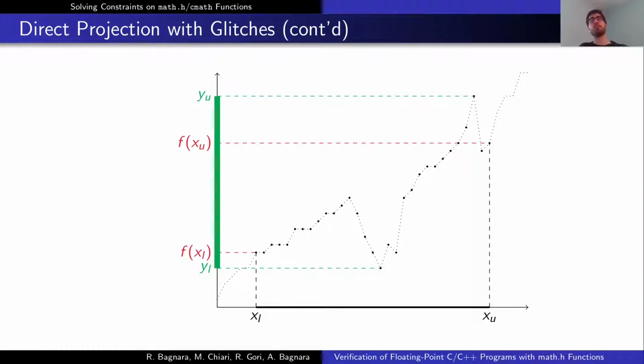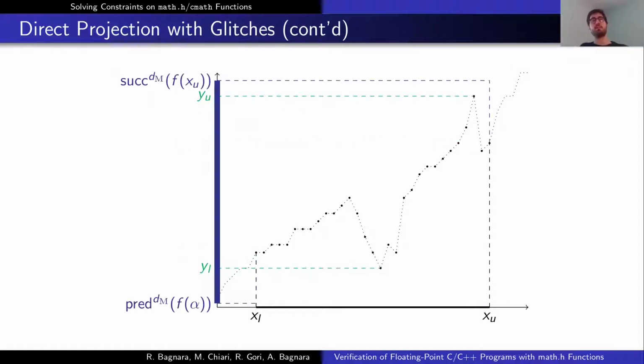So since we have information about the maximum depth of glitches, we can just add and subtract that to the bounds that we just found. And so we found these bounds, which are actually conservative, and they can be used for constraint solving.